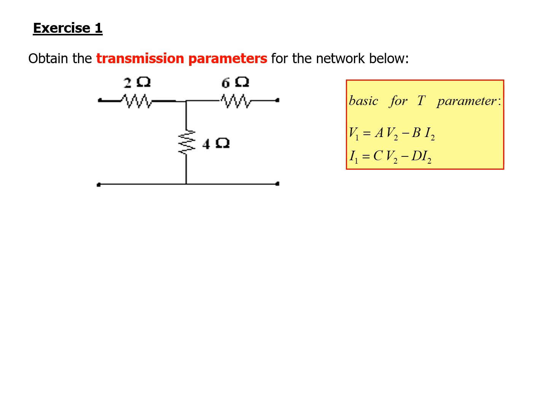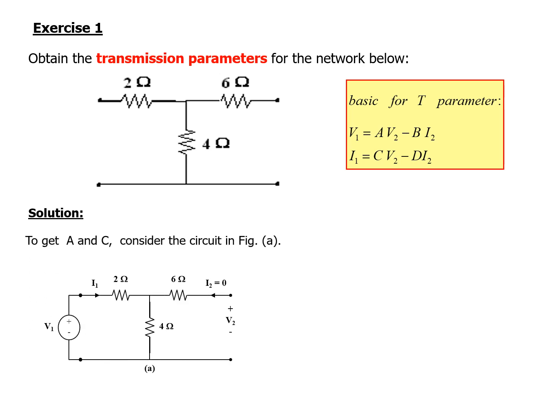Alright, let's try out an exercise. Let's obtain the transmission parameters for the network below. There are 3 resistances in the network: 2 ohms, 4 ohms and 6 ohms. And we know that the basic form for the transmission parameters is V1 equals A V2 minus B I2 and I1 equals C V2 minus D I2.